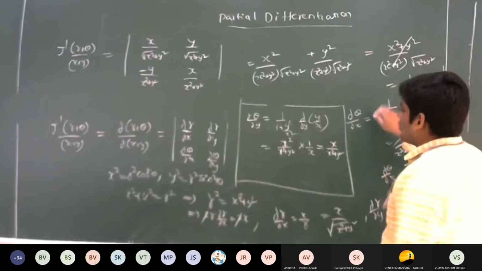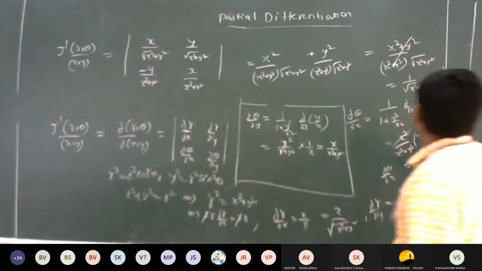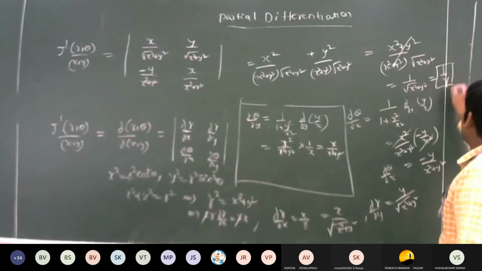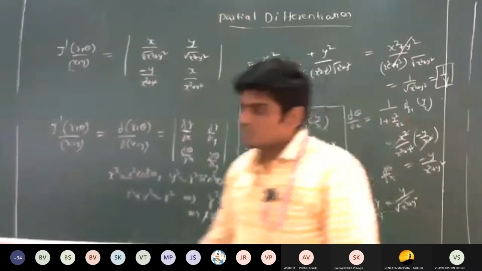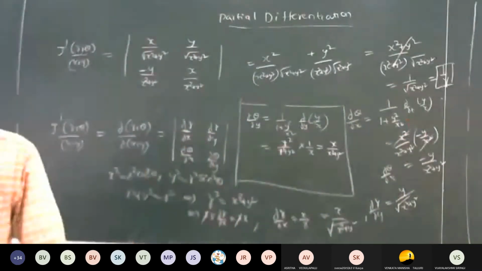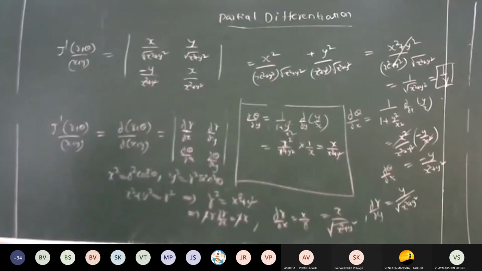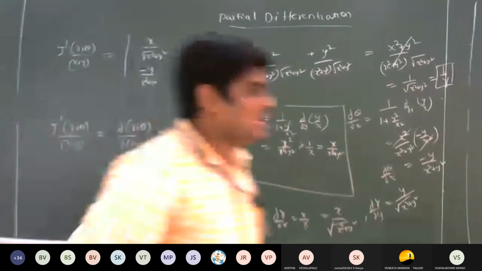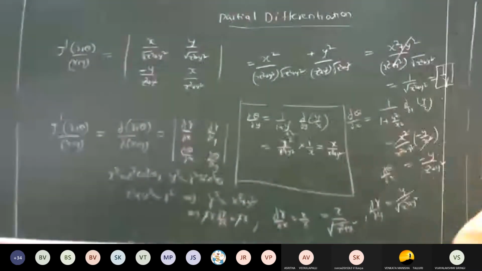In terms of r, what is r? Square root of x square plus y square. So this is 1 by r. Right? So this is the process for evaluating the J dash. Here the important thing is that initially x comma y are the independent variables.